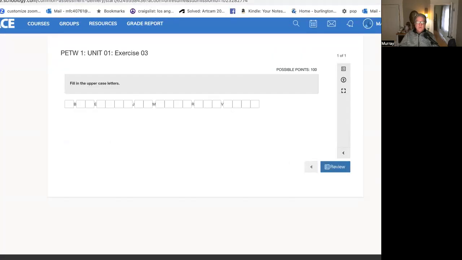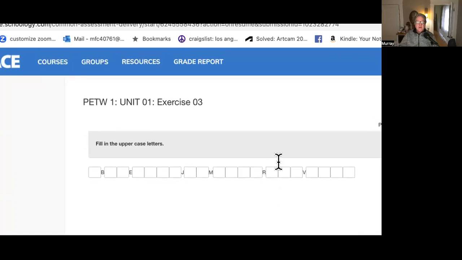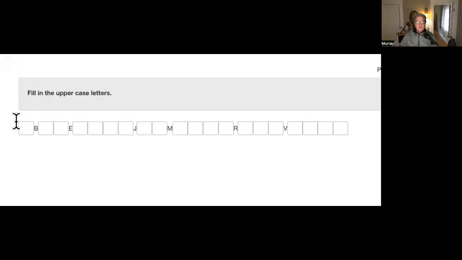So, se dice escribir las letras mayúsculo, grande, en las cajas. And ordenar, in the order. So here, por ejemplo, A, okay, and then B.